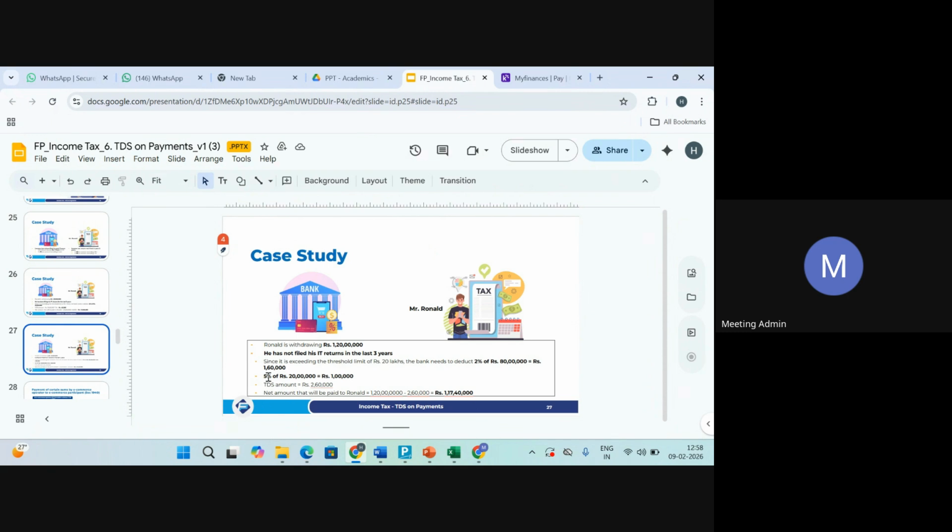And also they will do 5% on 20 lakhs, where they will have a standard rate. So 5% on that will be 1 lakh. So you can see that it is 2 lakh 60,000. So the TDS amount will be 2 lakh 60,000. The net amount to be paid to Ronaldo is 1 crore 20 lakh minus 2 lakh 60,000. So you can see that 1 crore 17 lakh 40,000 will be paid to Ronaldo. So that is how it will be.